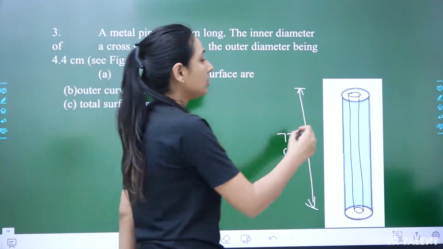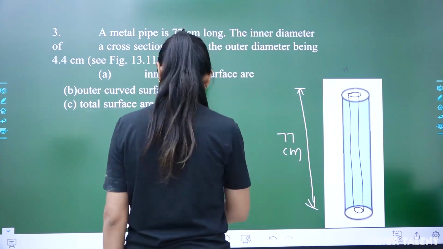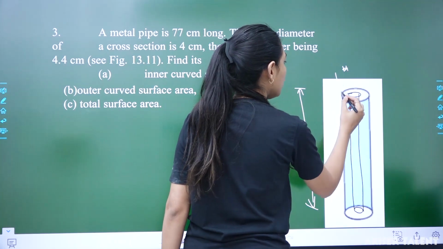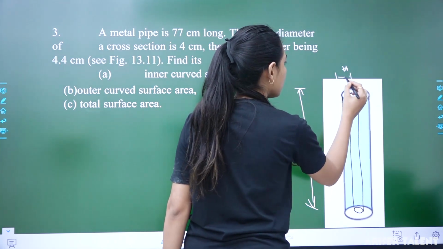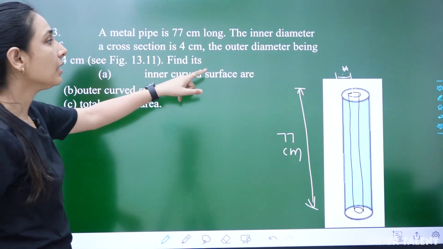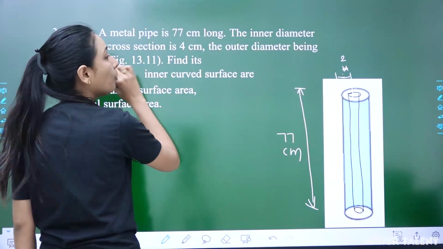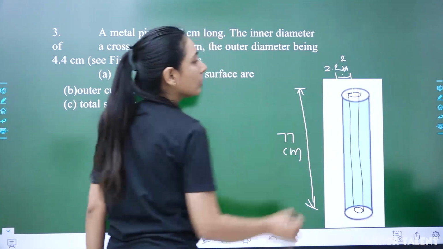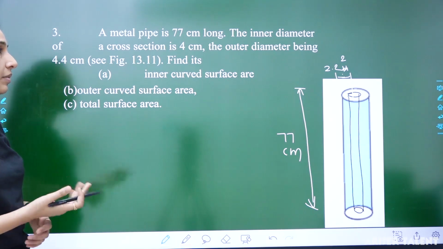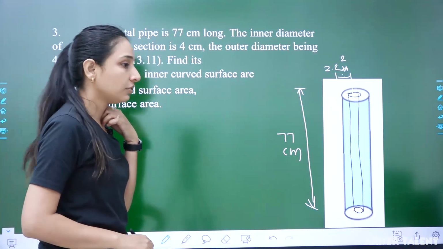Inner and outer. If we talk about this inner, and if we talk about this outer, so this inner is 4 centimeters, the diameter is given, that means 2 centimeters radius inner, and if we talk about the outer diameter, that is 4.4, that means 2.2. Diameter 1 equals 2.2 and diameter 2 equals 2. Now find its inner curved surface area.